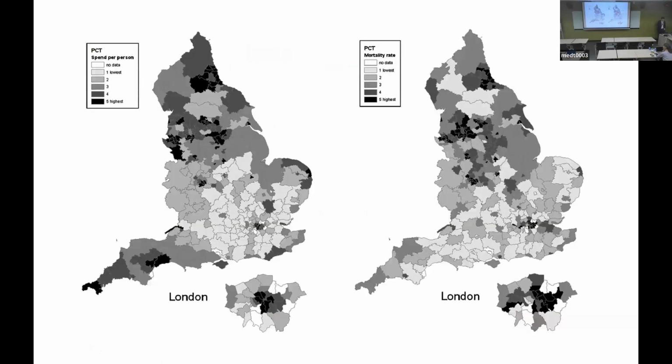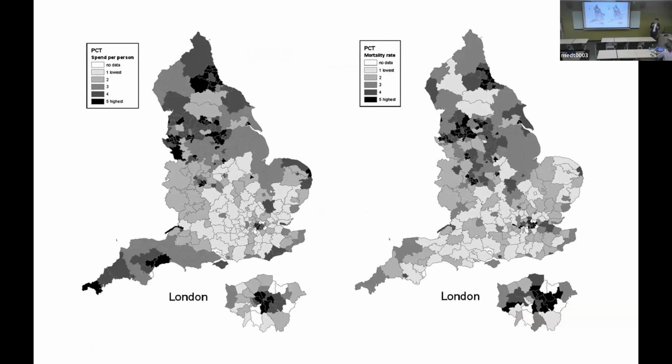Okay, so thinking for the moment about healthcare expenditure and age standardized mortality outcomes. If we're to think about a statistical association between these two variables, we've got a bit of a problem in the UK context. Why that's the case is illustrated quite clearly in this graphic here.